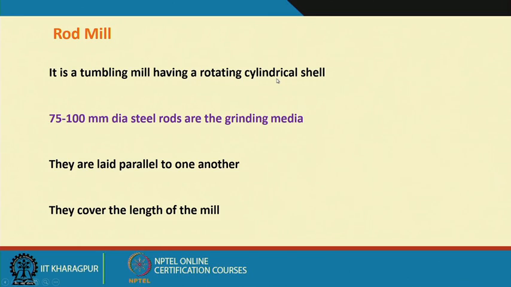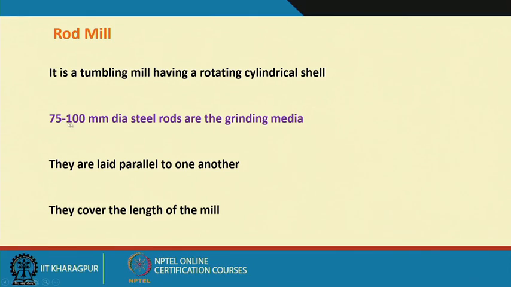Now, we mentioned that there is another kind of mill called the rod mill. It is a tumbling mill having a rotating cylindrical shell. The length has to be more than the diameter, because in place of the grinding balls we use in a ball mill, here we use rods. If L equals D, then the rods may not tumble, they may fall like this, and we do not want that.